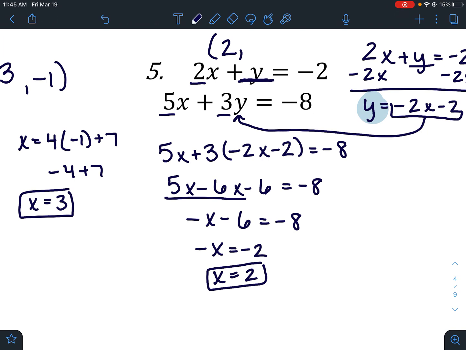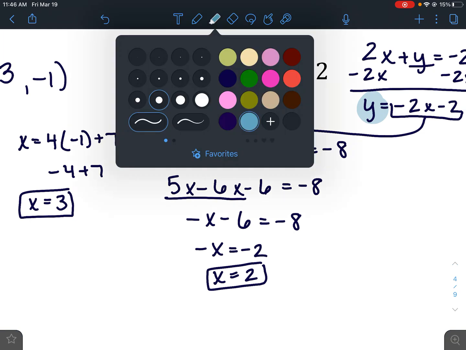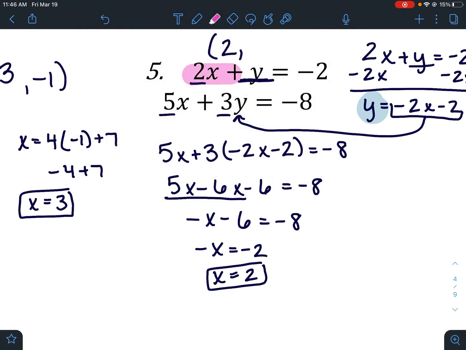Now I'm going to plug it in. You now have 3 choices. You can plug it into your top equation, your bottom equation, or you could also plug it into this new equation that we picked. All 3 of those are the exact same equation, just rearranged. So I'm going to plug it into that top one.